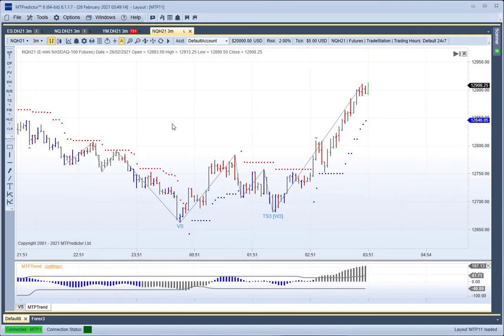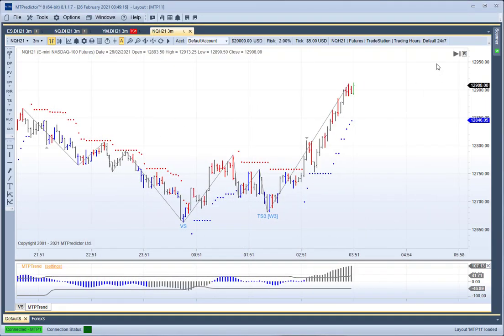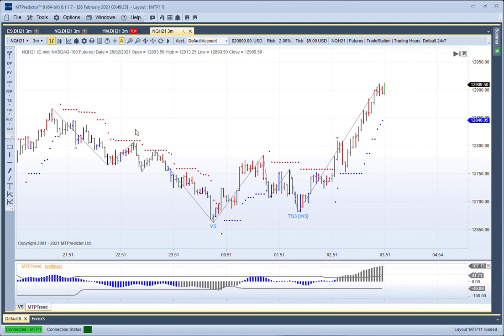Right, this is a 3-minute chart of the NQ. We're looking at the 24/7 or the 24-hour session, and the two setups I'd like to look at are the VS setup, the volume spike, and the W3, the wave 3 trade setup. And as you can see, we've just had two of these unfold on the 3-minute NQ here.